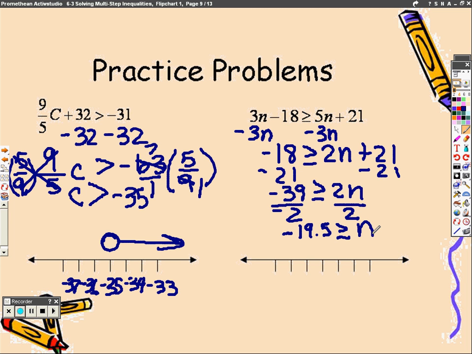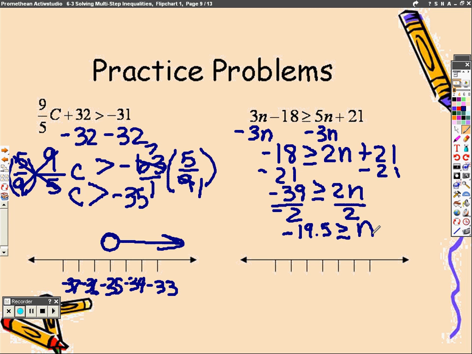Now, on both of these examples, we did not need to flip our inequality sign because we did not multiply or divide by a negative number, and that's something you need to be thinking about when you're solving these. Remember, the only time that we reverse our inequality sign is if we multiply or divide by a negative number.